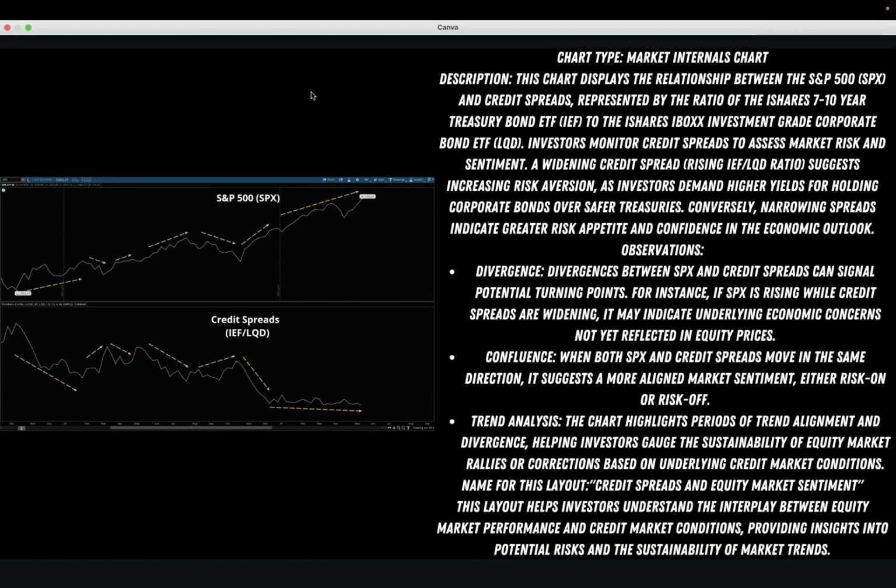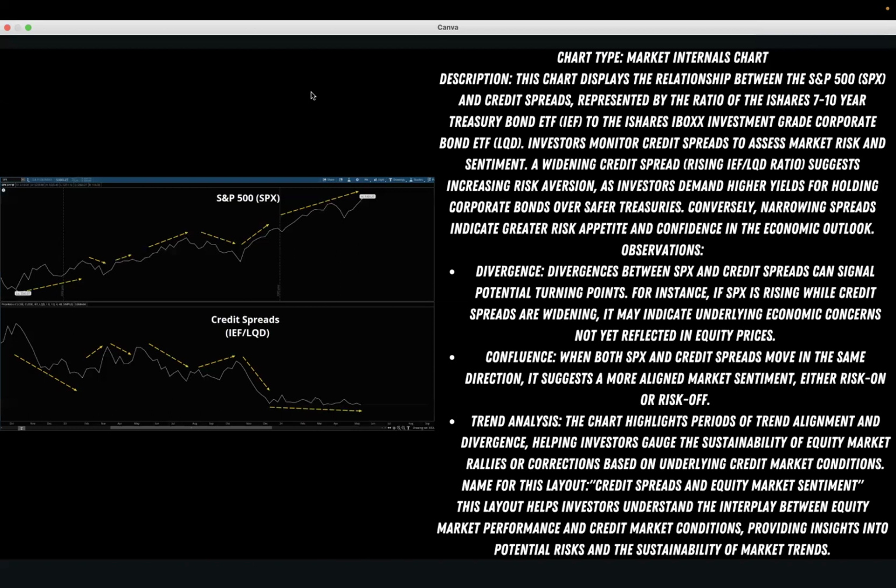If SPX is rising while credit spreads are widening, it may indicate underlying economic concerns not yet reflected in equity prices. When you see confluence with credit spreads moving in the same direction, it suggests a more aligned market sentiment, either risk on or risk off. And really, I just mostly use this for trend analysis, if I'm being honest, right? The chart highlights periods of trend alignment and divergence, helping investors gauge sustainability of equity market rallies or corrections based on underlying credit market conditions.